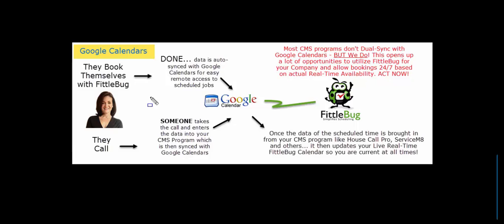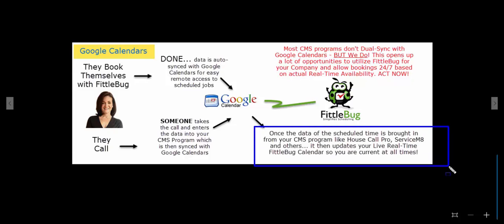She could book your services by calling you. She could book your services by using FittleBug. If she calls you, then someone has to take the call, put it into some type of a CMS program, and then if those programs have the functionality, which most do, you can sync it out to Google Calendars. If she uses FittleBug instead to book, all the data goes over to FittleBug and it's automatically synced with Google Calendars. So either way, they're getting the information to Google Calendars.